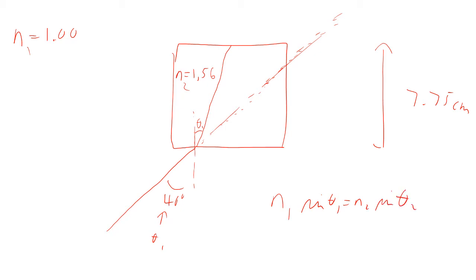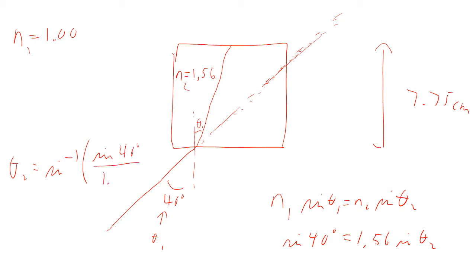So that means that this is just sine 40 degrees equals 1.56 sine theta 2. So we can solve for theta 2. Theta 2 is going to be the inverse sine of sine 40 degrees divided by 1.56. So theta 2 comes out to be 24.3 degrees.